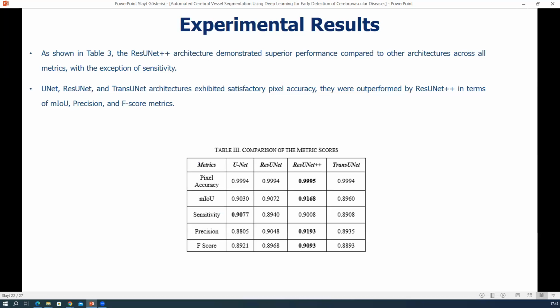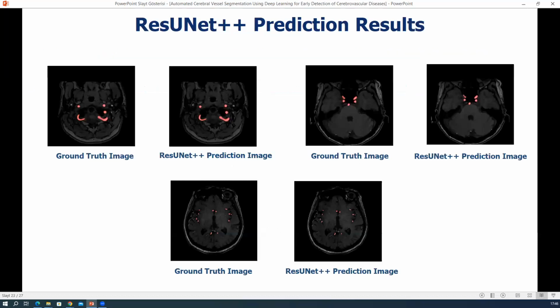As shown in table 3, the ResUNet++ architecture demonstrated superior performance compared to other architectures across all metrics, with the exception of sensitivity. UNet, ResUNet, and TransUNet architectures exhibit satisfactory pixel accuracy. They were outperformed by ResUNet++ in terms of mean IOU, precision, and F-score metrics. We will see ResUNet++ prediction results from the test dataset.